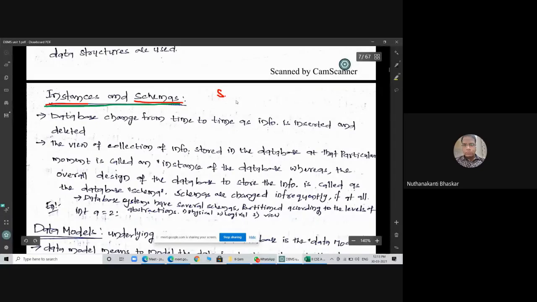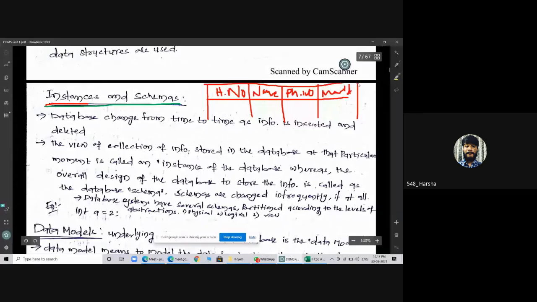forget about serial number. For example, I want information from you: hall ticket number, name, phone number, and mail ID. For example, you can take more fields also. I have taken only four for the time being. Now, I give this sheet to you. Enter your data. If I ask you to enter your data, then how are you going to write here?